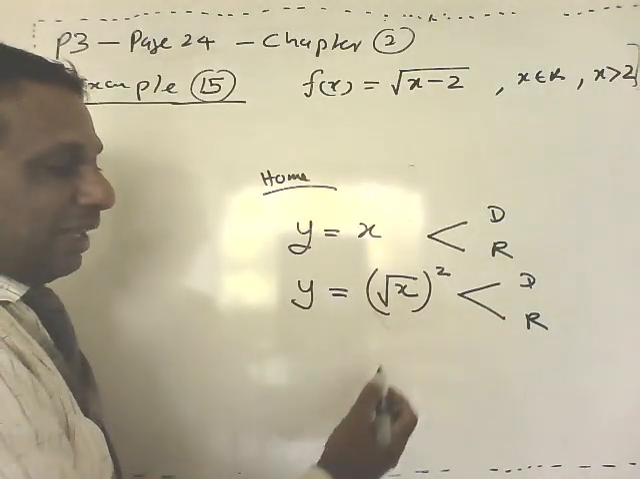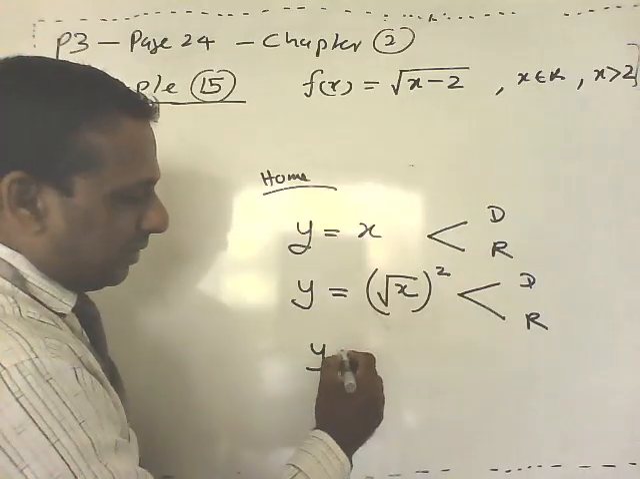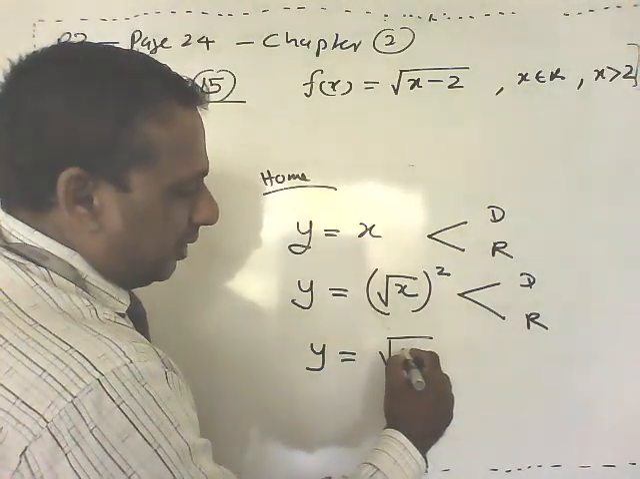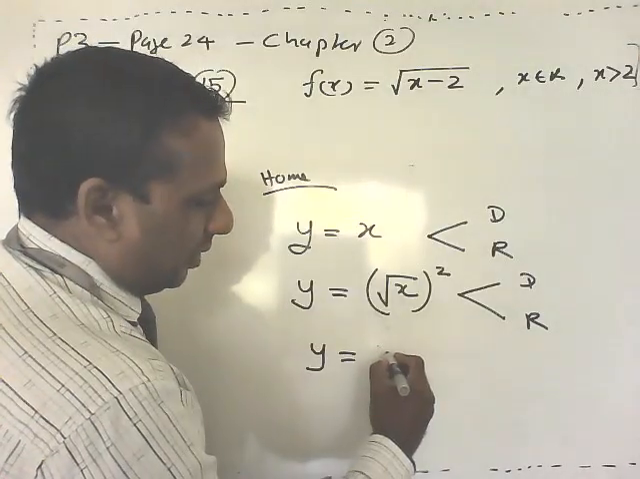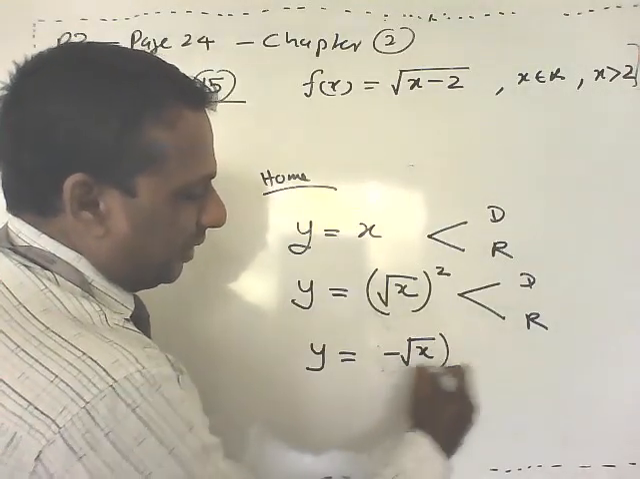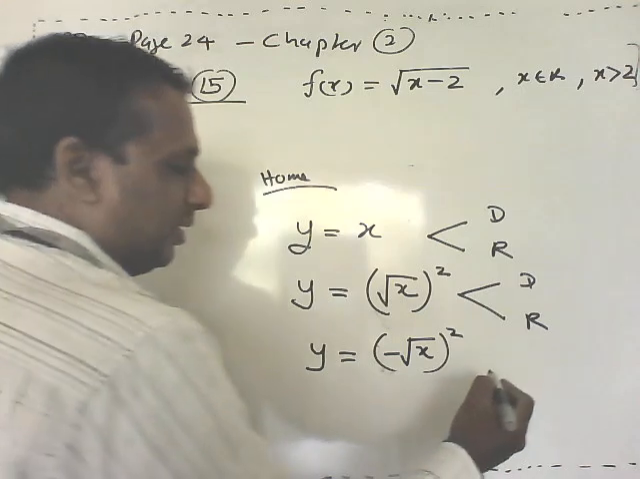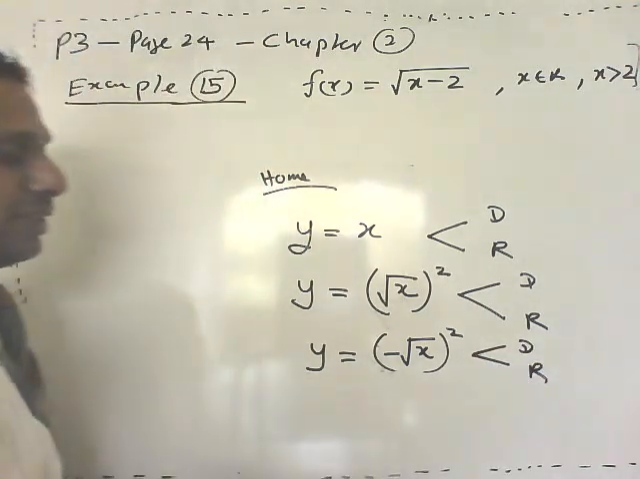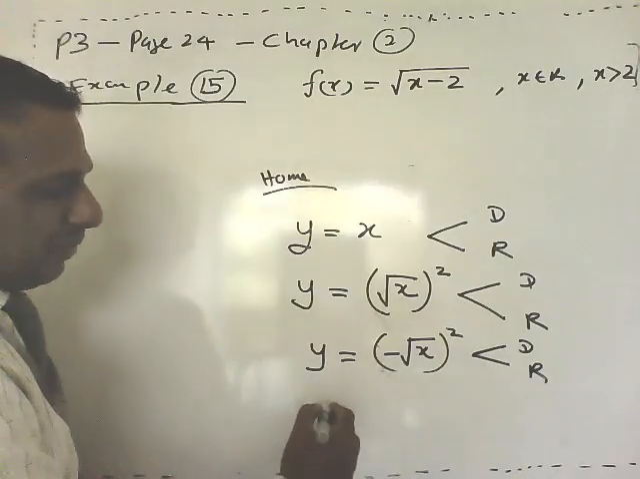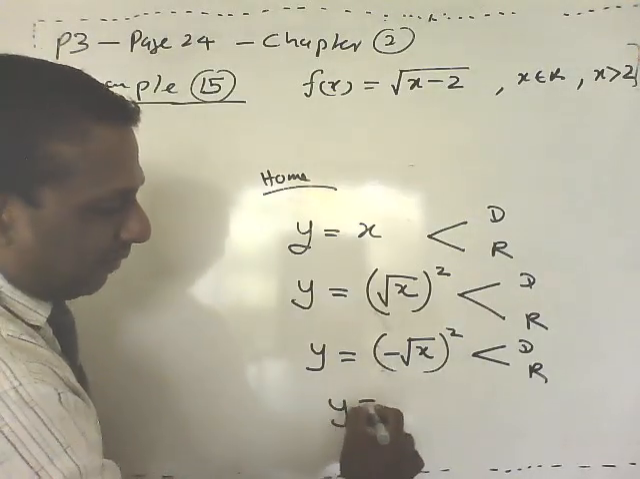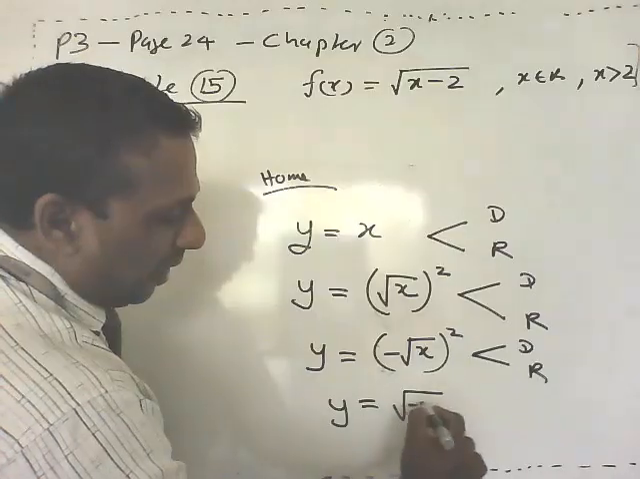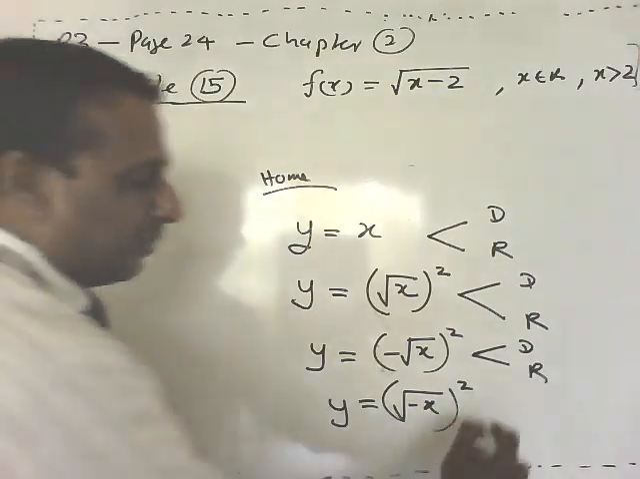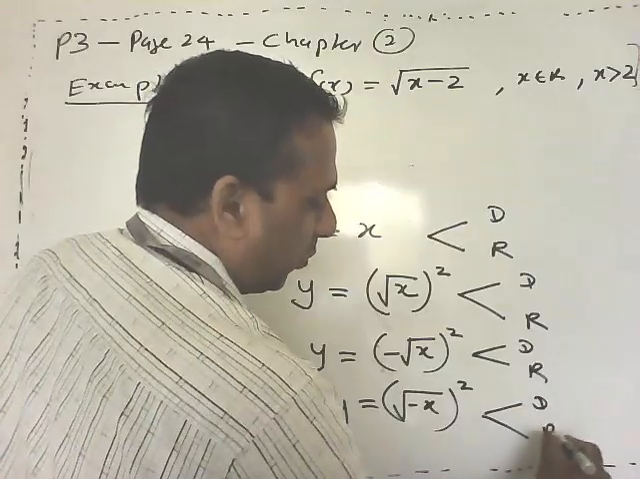Monday I will take this issue. Then you can consider y is equal to the square root of minus square root of x, whole thing squared. And then what would be its domain and what would be its range? If y is equal to the square root of minus x, whole thing squared, what would be the domain and what would be the range?